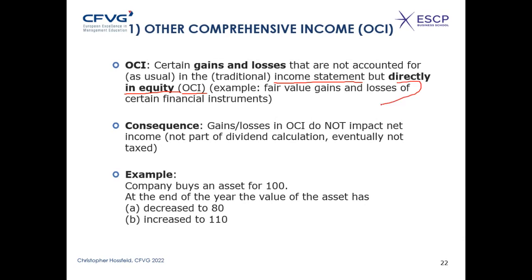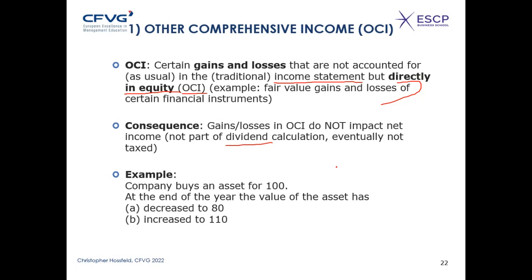Examples: gains and losses based on fair value accounting of certain financial instruments. The idea is that, on the one hand, somewhere I want to see all the profits that the company made. On the other hand, maybe I don't want all those profits and losses in the income statement. Why not? Because the profit in the income statement has consequences for dividend payments. As I said yesterday, usually the accounting profit in the income statement is the basis for dividend payments.